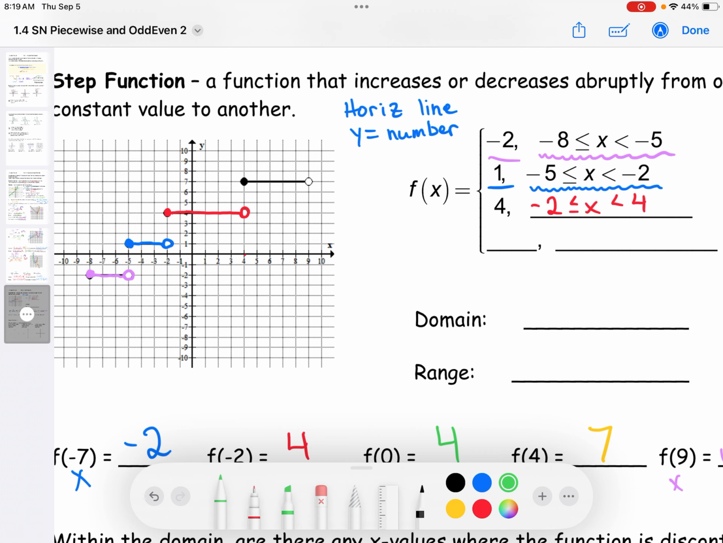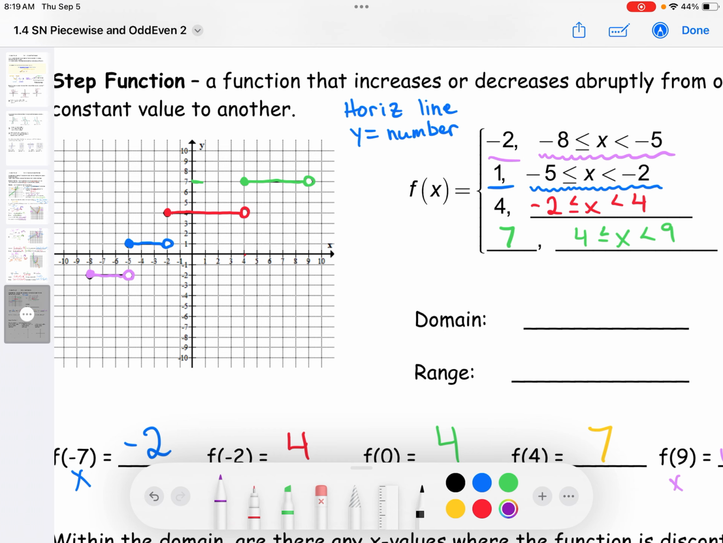And then that top step, we need to fill in all of it. That top step's y value is 7. So f of x equals 7. And that domain is from 4, which is closed, I meant positive 4, less than or equal to x. And then we continue to 9, but it's open, so that's less than 9. And there's the rest of the function.